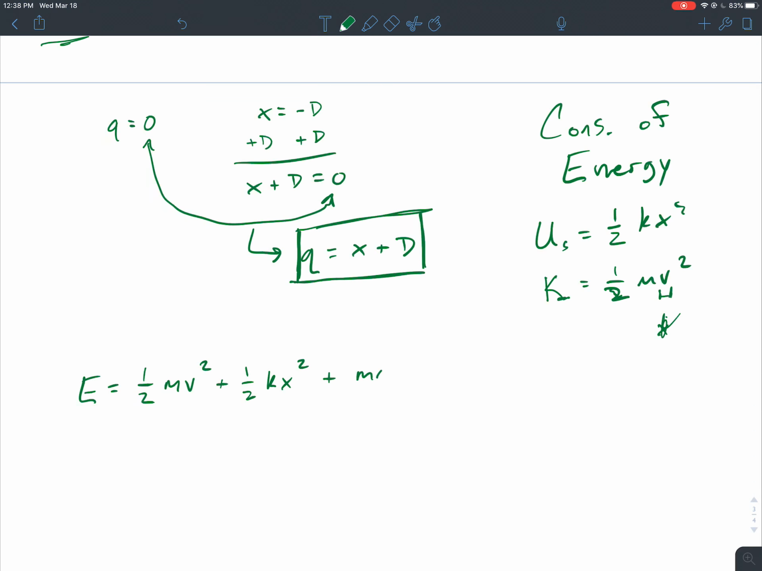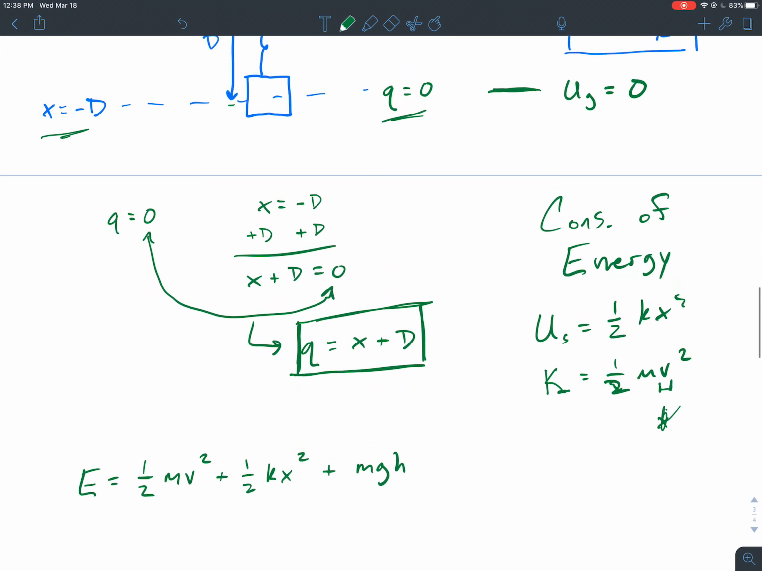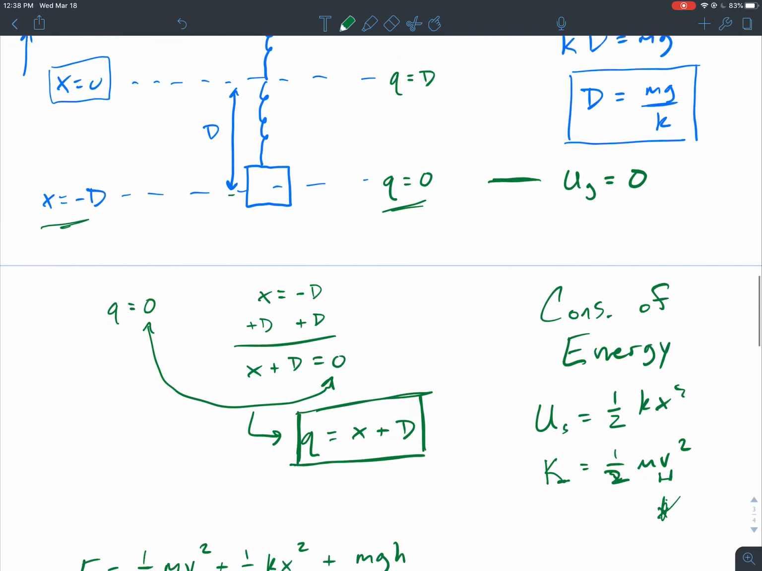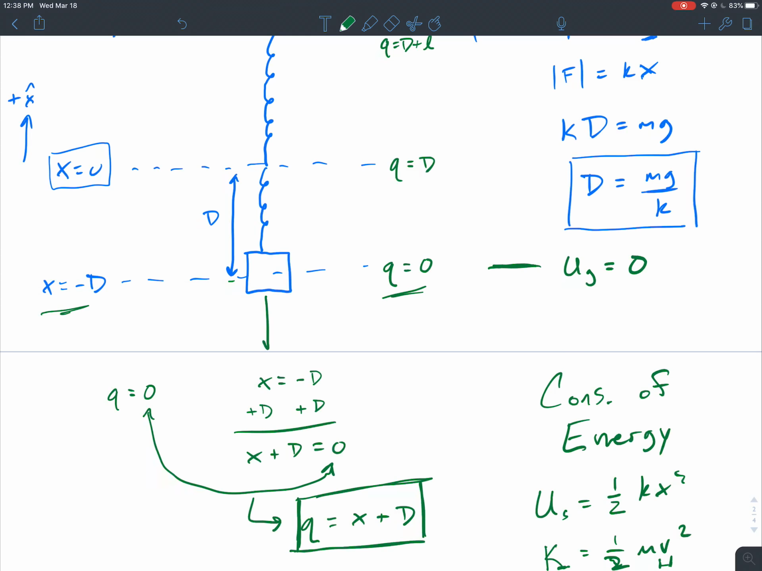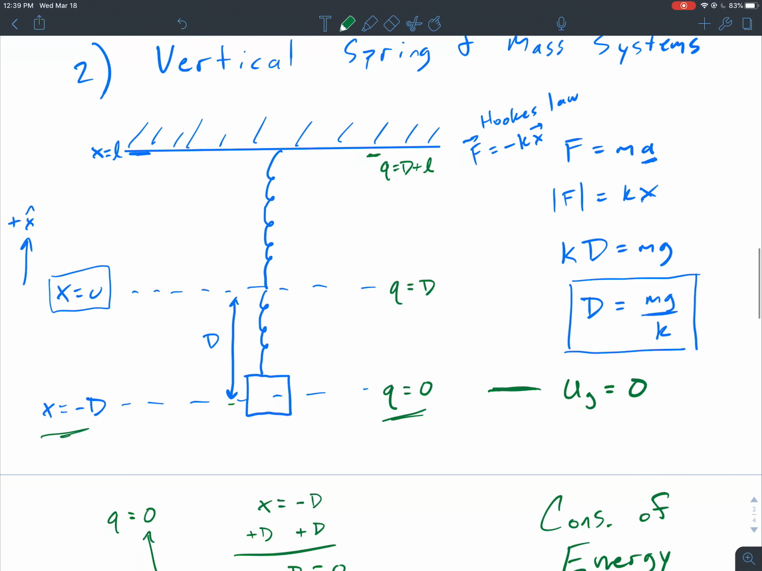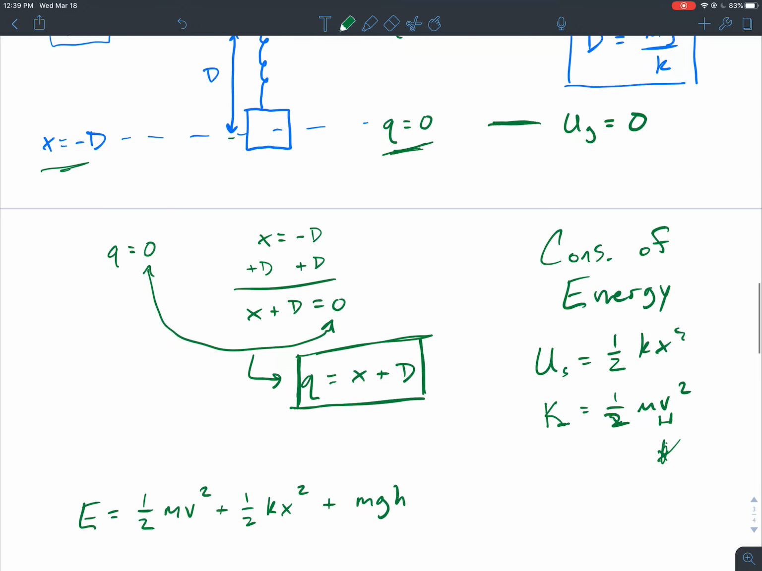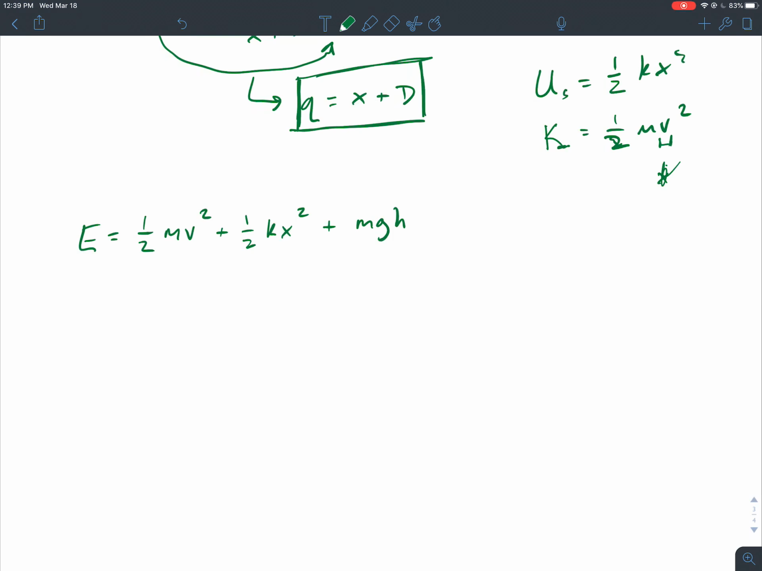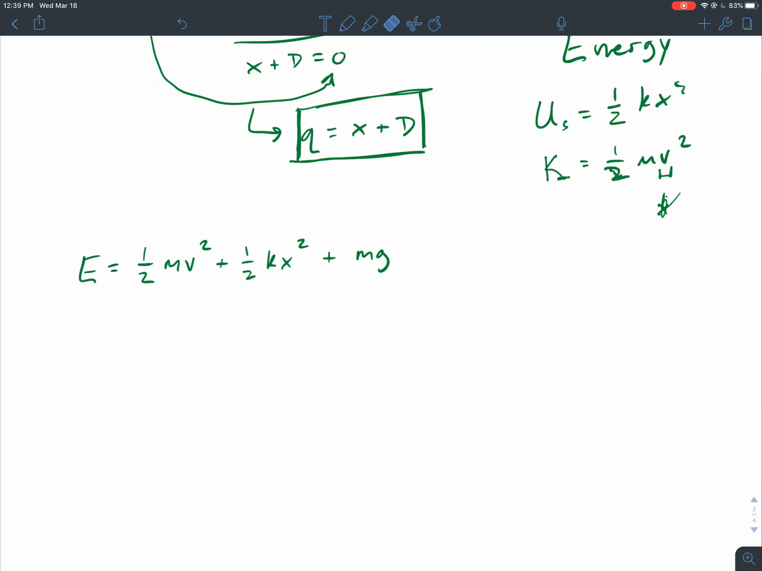Plus mgh. Now this h can be positive or negative, right? So you can have a negative potential energy if we stretched it down this way. It wants to go, actually that would be positive, just kidding. No, it'd be negative. Anyways, because it's going to be on both sides. Well, for us, this would be mgx.